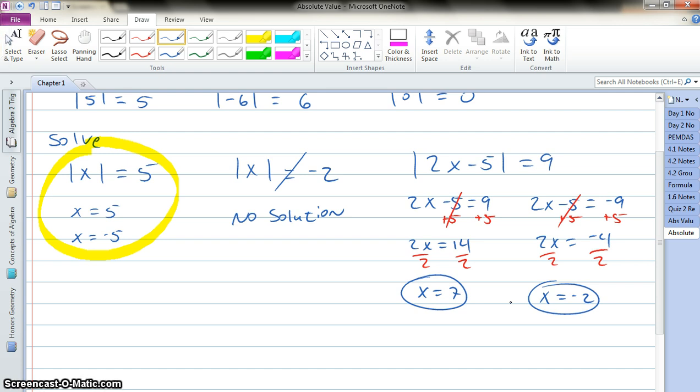Now, you can always go back and check your solution. 2 times 7 minus 5 is 14 minus 5 is 9. It works out. 2 times -2 minus 5 is -4 minus 5, which is -9, which the absolute value of -9 would still be 9. Alright, so key part. When setting up equations, let's make sure that we're making two. One positive, one negative.